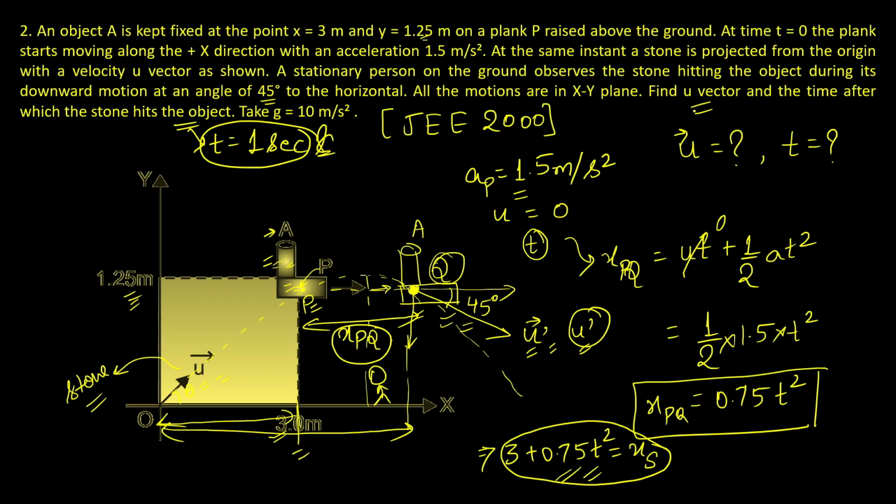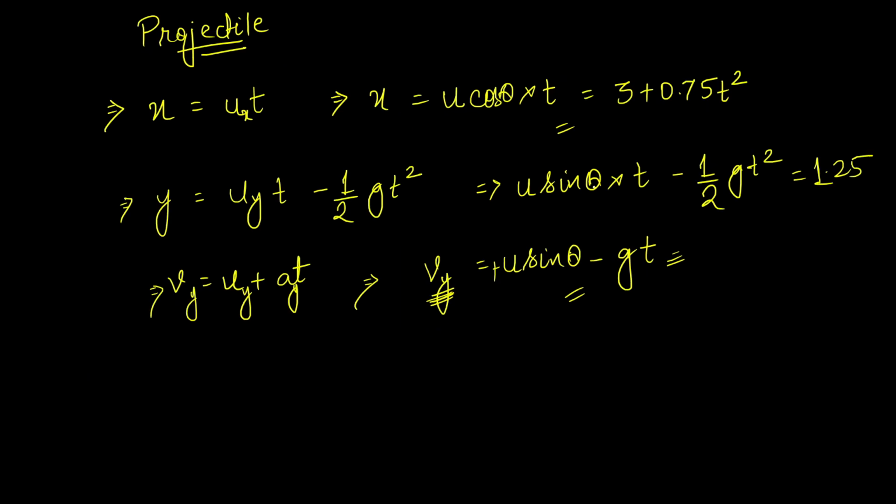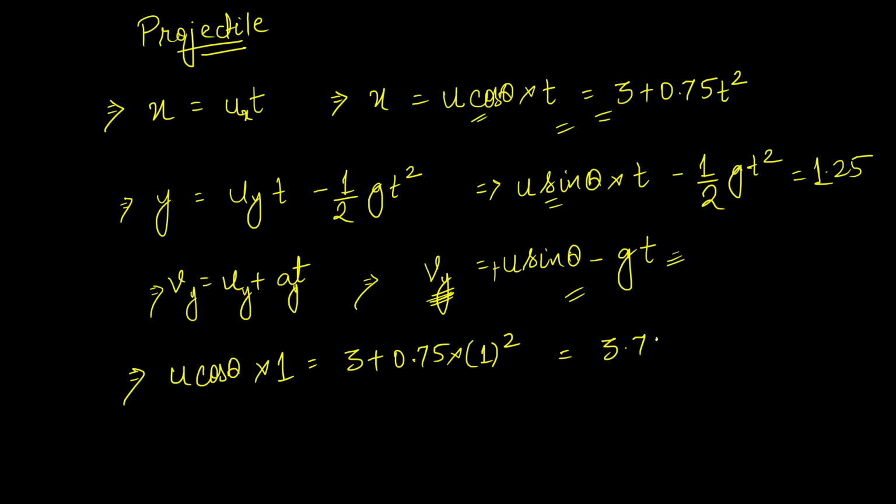Now the other question is find u vector. You need to find this u vector. Well, we can find u vector from over here. This is the x direction velocity and this is the y direction velocity. You just need to put the time over here. So let me first use this, then u cos theta, t is what, 1 second, that is equal to 3 plus 0.75 multiplied by 1 square, that is equal to 3.75. That is the x direction, so i cap.